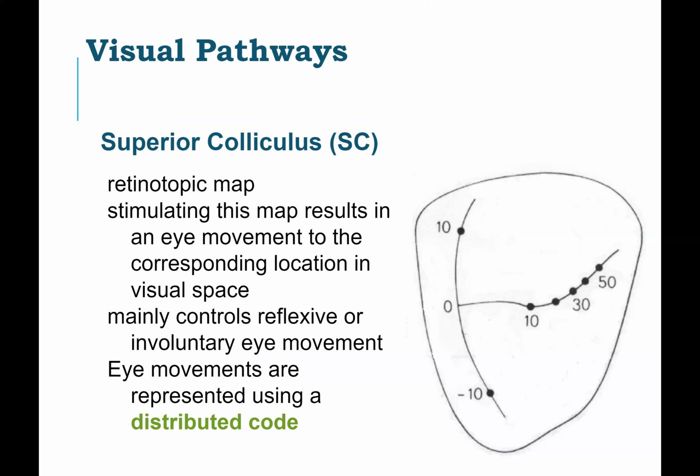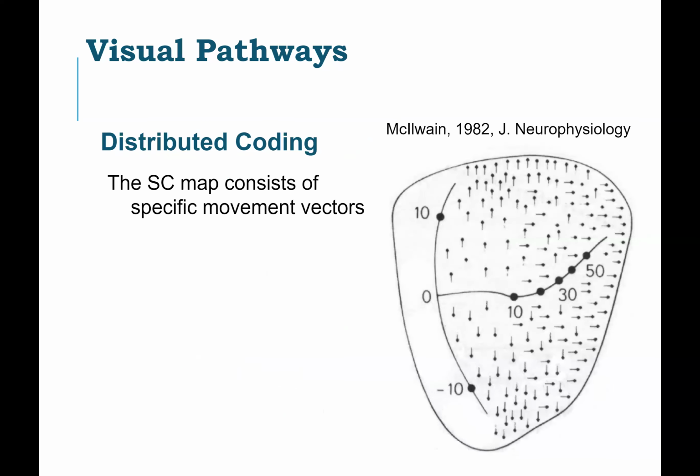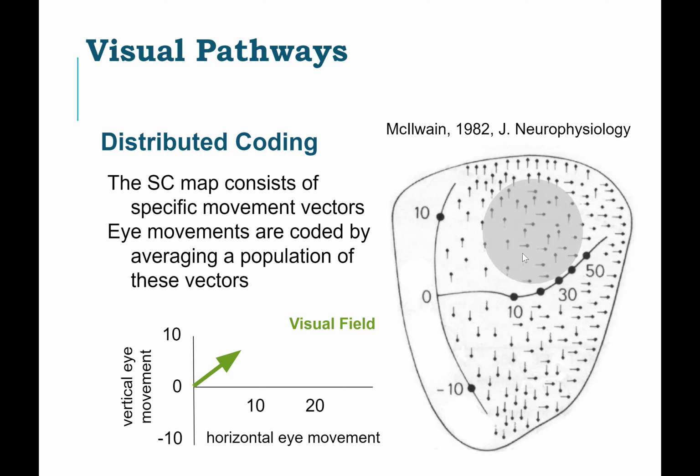But also eye movements are represented using a distributed code. What does that mean? That means that when you stimulate a specific area here, you're not stimulating just a single cell, right? Cells are connected to each other. Any form of stimulation really has a diffused effect on the activation. And for example, what really causes an eye movement in this direction is not just a single cell, but a population of cells. There's a population of cells collectively coding for that movement.